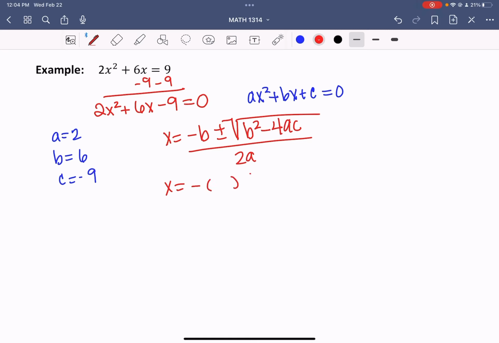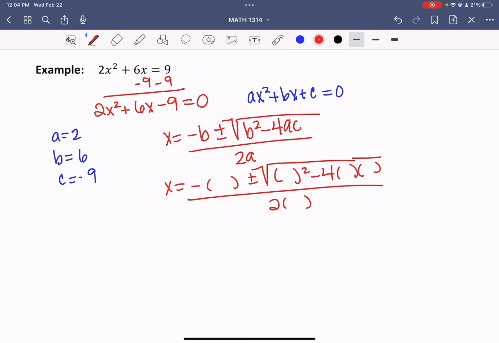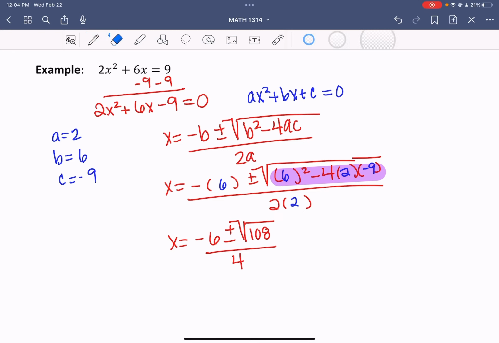Next step, I'm going to rewrite it with blank parentheses anywhere I have a letter. This helps me with my negatives and with placement, so I don't mess anything up. I'm going to fill in my A's, B's, and C's. This gives me negative 6, 6 squared, 4, 2, negative 9, 2. I'm just using those A, B, C values. I'm going to plug this entire piece into my on-screen calculator. So this gives me x equal to negative 6 plus or minus the square root of 108 all over 4.